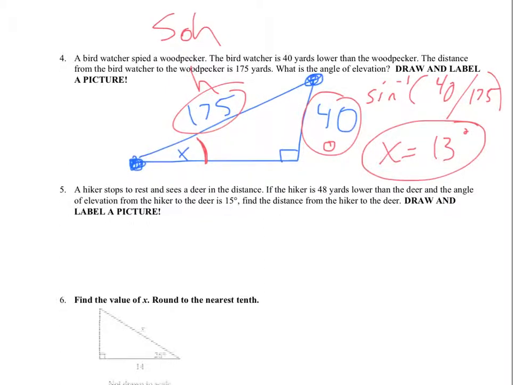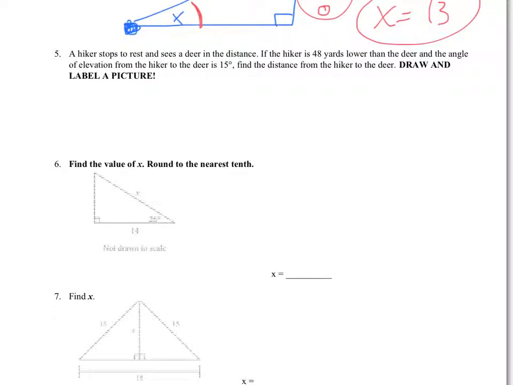Okay, number 5, similar situation. We've got a right triangle. A hiker stops to rest, sees a deer in the distance. The hiker is 48 yards, so that's 48 vertical, lower than the deer. The angle of elevation from the hiker to the deer is 15 degrees. Find the distance from the hiker, who's down here, to the deer, which is up here. That distance is what I don't know.